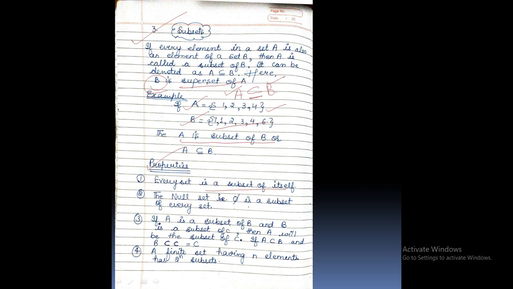Secondly, the null set, that is the empty set, is a subset of every set. Third, if A is a subset of B and B is a subset of C, then you can say that A is a subset of C. A will be a subset of C. Also, a finite set having n elements has 2 raised to the power n subsets.